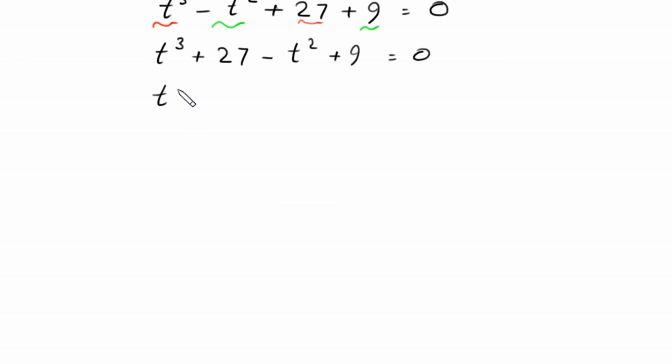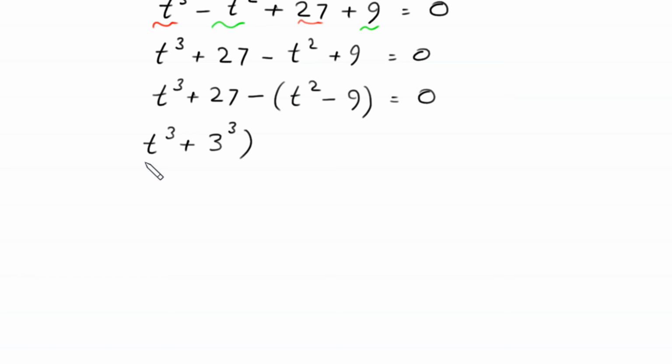Next, t cubed plus 27. We take minus as a common factor, and in the bracket on the left, t squared minus 9 is equal to 0. Next, t cubed plus 27 can be written as 3 cubed, minus t squared minus 9, where 9 can be written as 3 squared, is equal to 0.